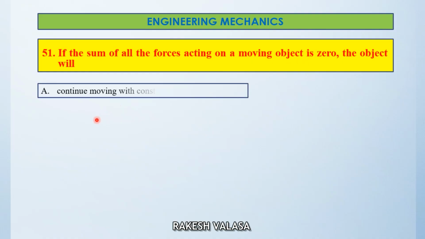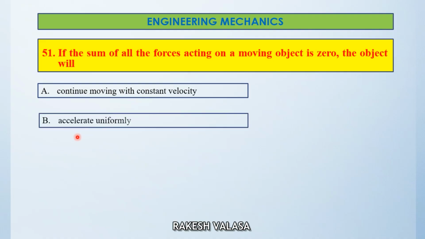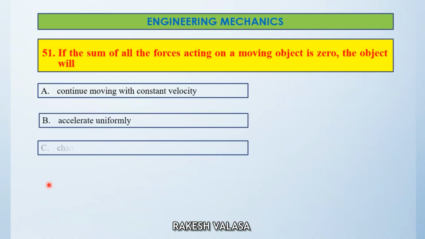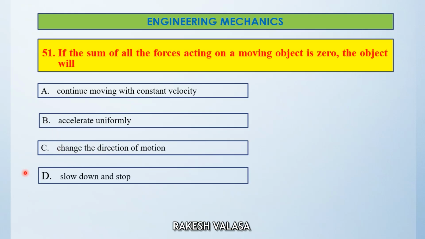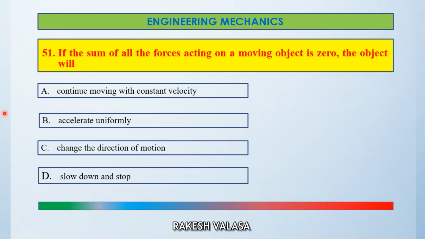Option A, continue moving with constant velocity. Option B, accelerate uniformly. Option C, change the direction of motion. Option D, slow down and stop. The correct answer is option A, continue moving with constant velocity. Let us see the explanation.